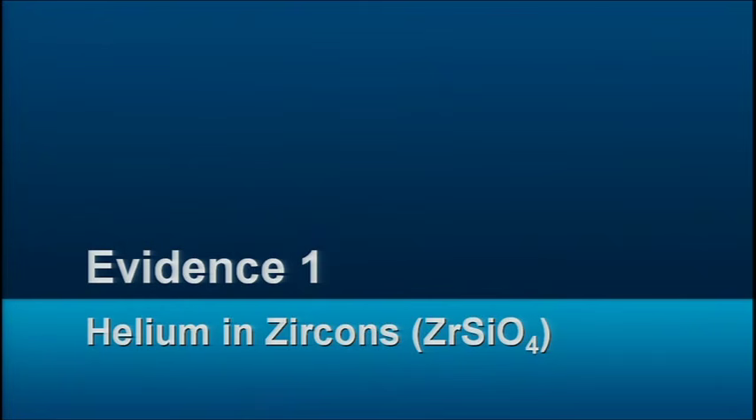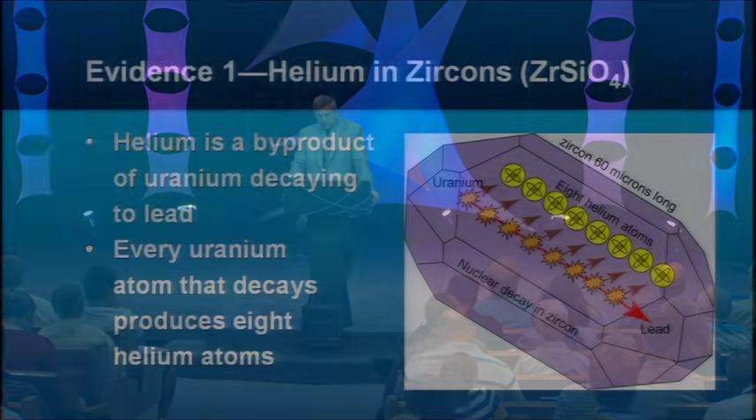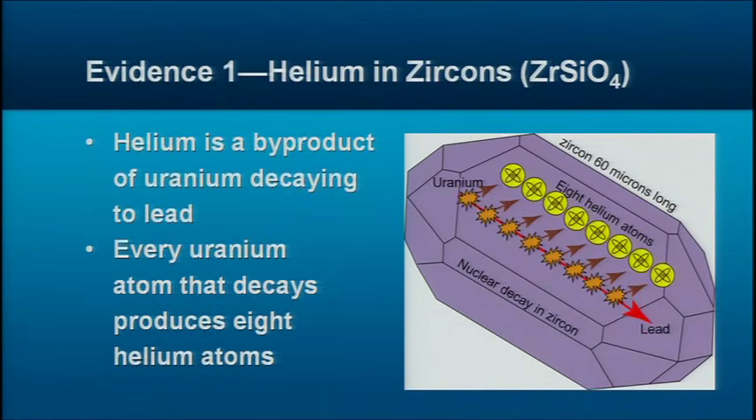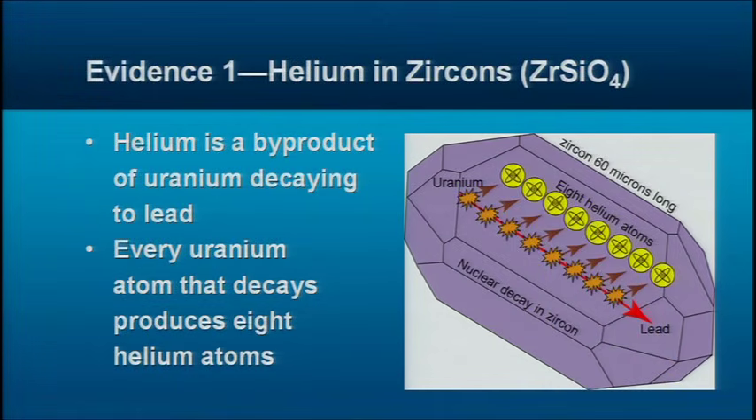Number 1, helium in zircons. Zirconium silicate is a little mineral called zircon. And in zircon, these zircon grains, they contain uranium. They're highly radioactive. And as the uranium decays, a byproduct of that decay is helium. So every uranium atom that decays actually produces 8 helium atoms as a byproduct.